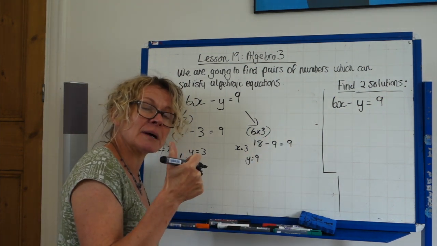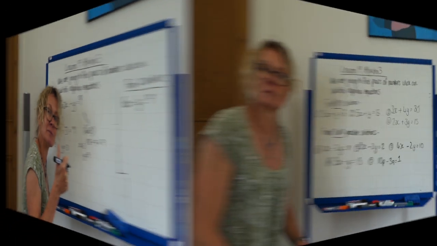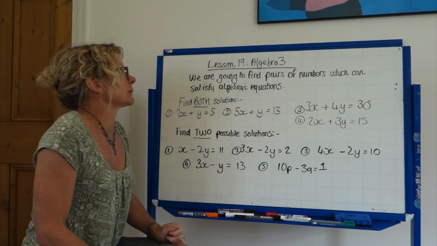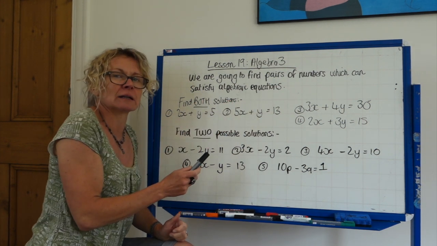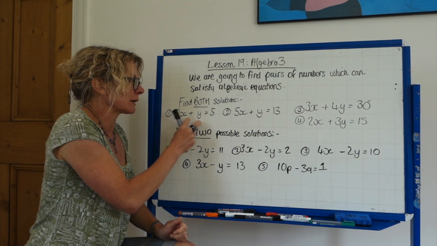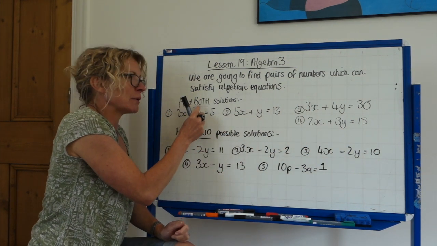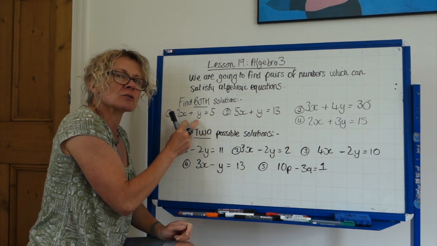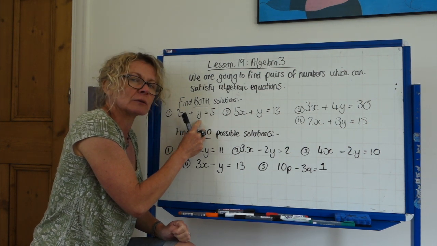Brilliant. Come back in a minute for some more work like this that you can do for tomorrow. Right, here we are back with today's problems. So you need to satisfy these equations algebraically, okay? So looking at the algebra, how can you balance them out? For these first 4, you need to find both solutions, okay? So find 2 lots of solutions for what x could equal and what y could equal, okay?